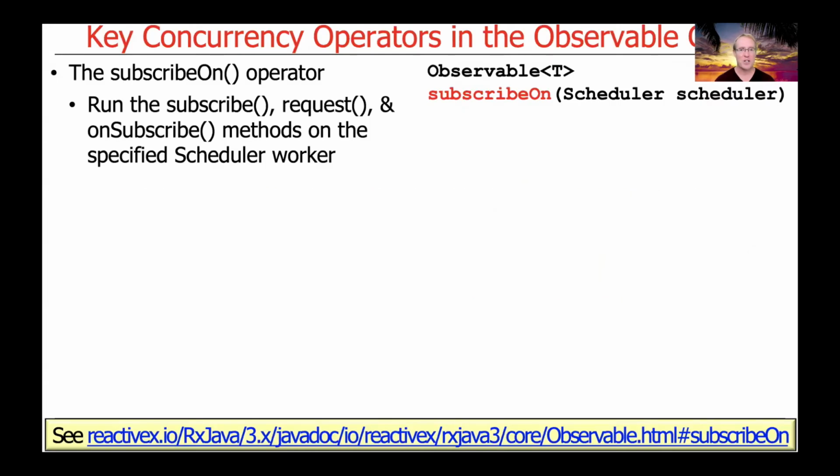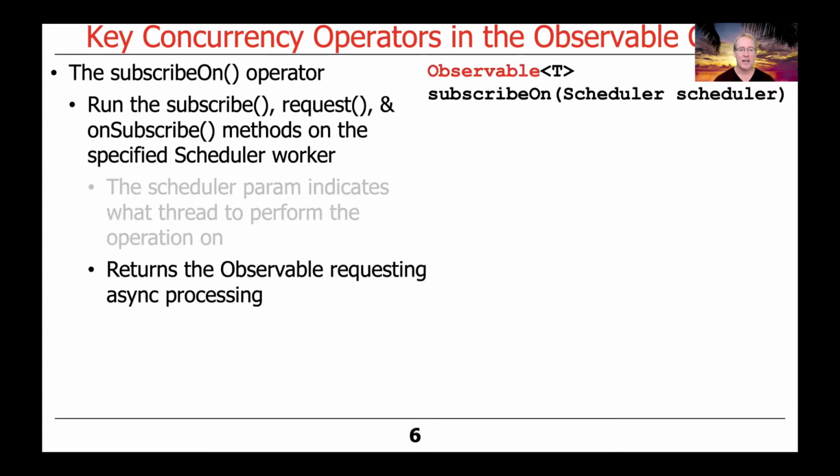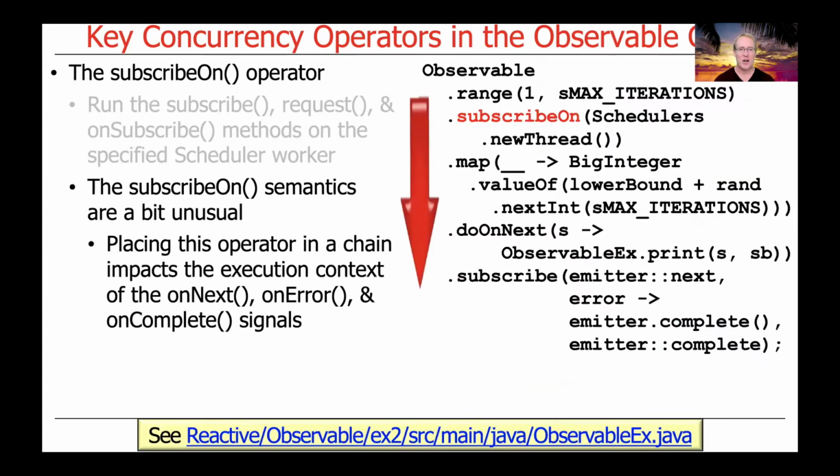Let's start with a discussion of the subscribeOn operator. This operator can arrange to run the subscribe, request, and onSubscribe methods on the specified scheduler worker. This worker is passed as a parameter, which indicates which thread to perform the operations upon. It returns an Observable that is requesting the asynchronous processing be performed. The semantics of subscribeOn are a little bit unusual, so let's talk about them.